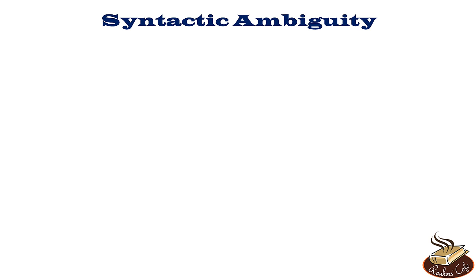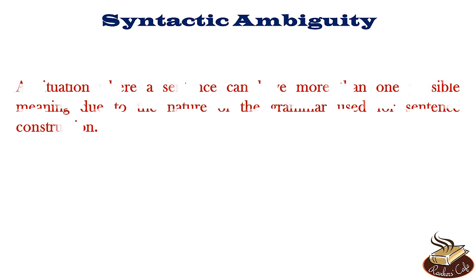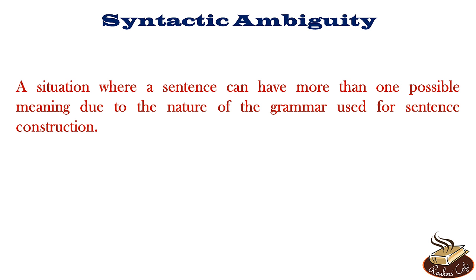Let's begin by looking at the idea of syntactic ambiguity first. You may have noticed that many a times sentences are constructed in such a manner that it seems that that sentence could have more than one possible meaning. This situation is called a situation of syntactic ambiguity, when you're not sure which of the two possible meanings is the correct one. Let me give you an example of this.